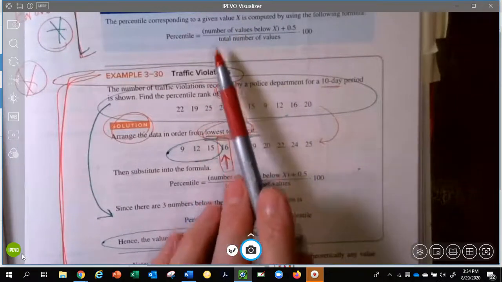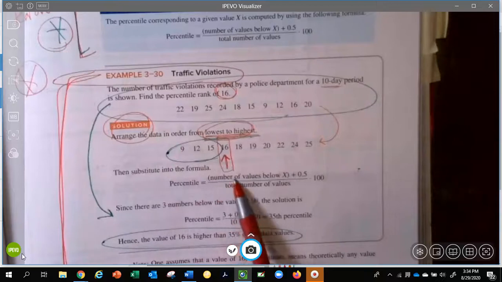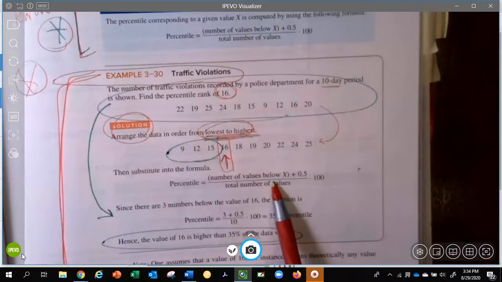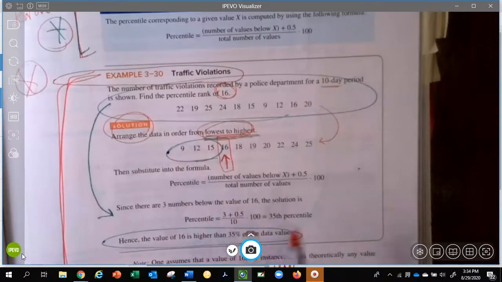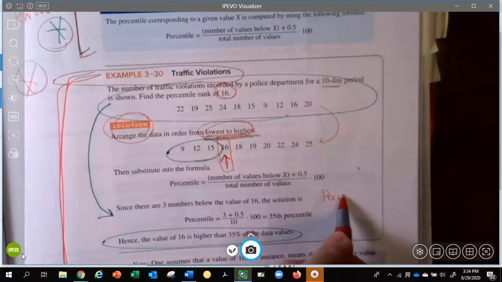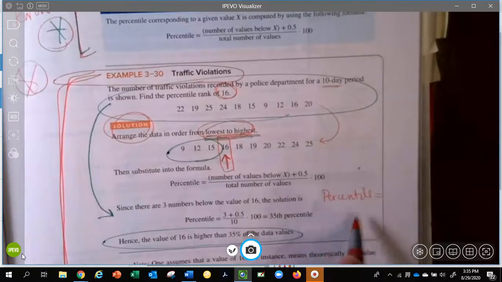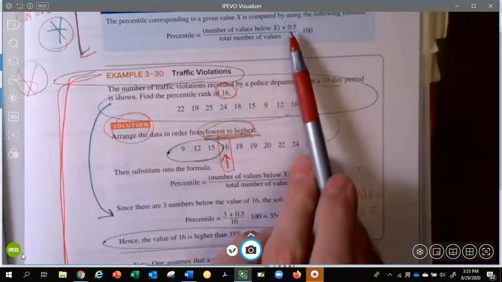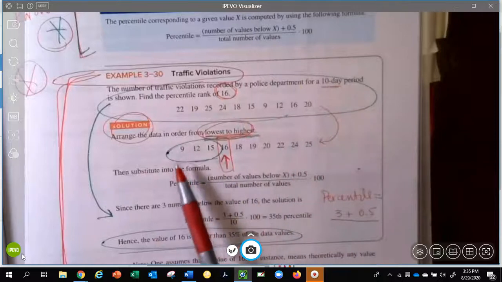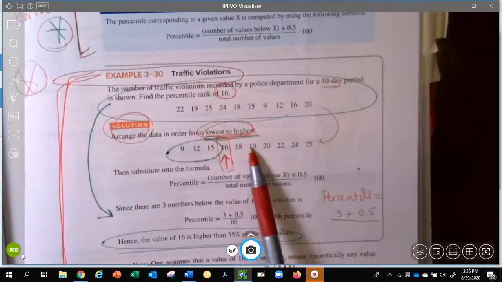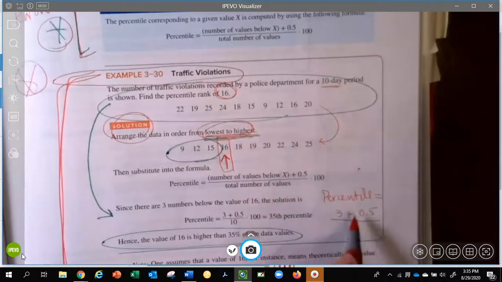And the first thing it wants us to do on our formula is to count the number of values below it. It doesn't say included, it just says below. So the number of values below it would be 1, 2, 3. So we're trying to find our percentile. We're going to take the number of values below it and add 0.5. We'll divide that by the total number of values: 1, 2, 3, 4, 5, 6, 7, 8, 9, 10 of those.